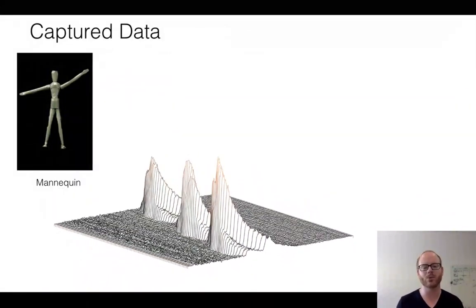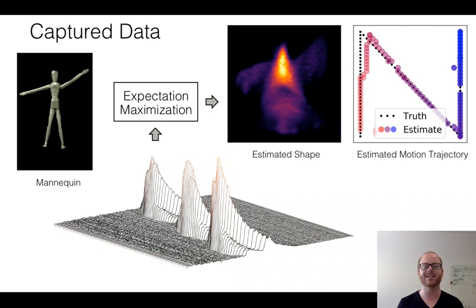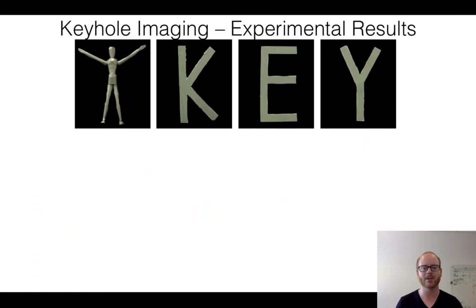Now the thing is, again, we don't know where the object actually moved or how it looks. So we've been developing algorithms using expectation maximization to simultaneously estimate the 2D shape of the object and its motion trajectory, which you can see on the right. The motion trajectory is recovered very well, and it's surprising that we actually get a shape that resembles the mannequin, despite the highly ill-posed nature of this inverse method.